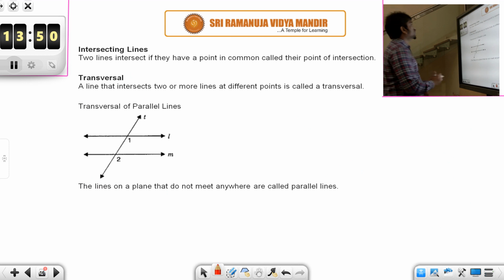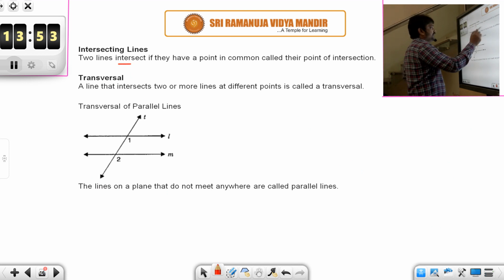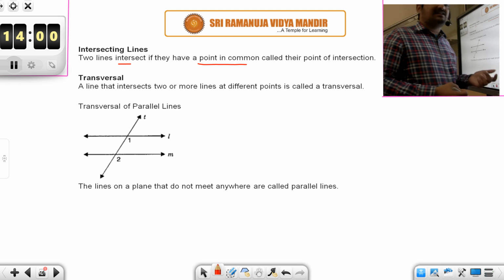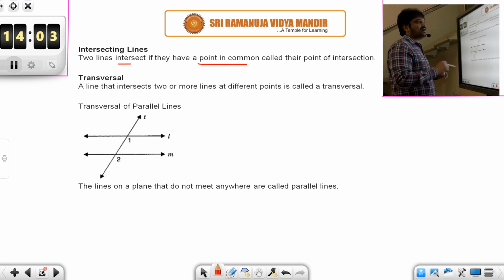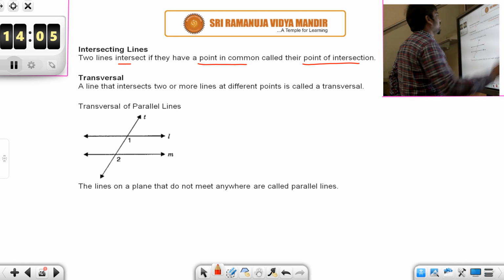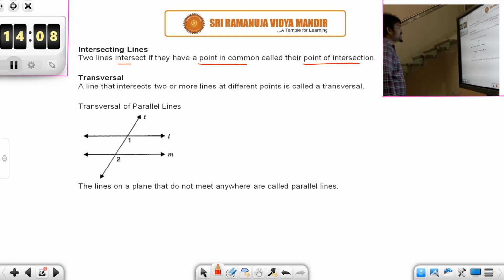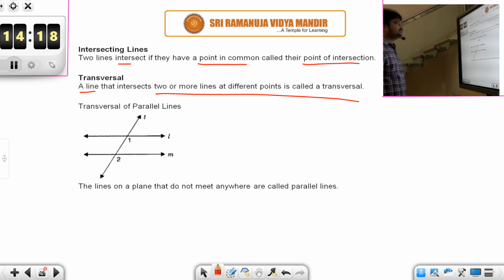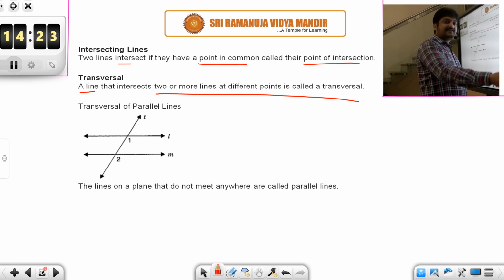And then intersecting lines. Two lines intersect if they have a point in common. If two lines don't have any point in common, then we'll call them parallel lines. But if they have a point in common, we'll call that point the point of intersection of these two lines. And then transversal. What is a transversal? A transversal is a line that intersects two or more lines at different points. Whenever a line intersects multiple lines, we will call such a line a transversal.